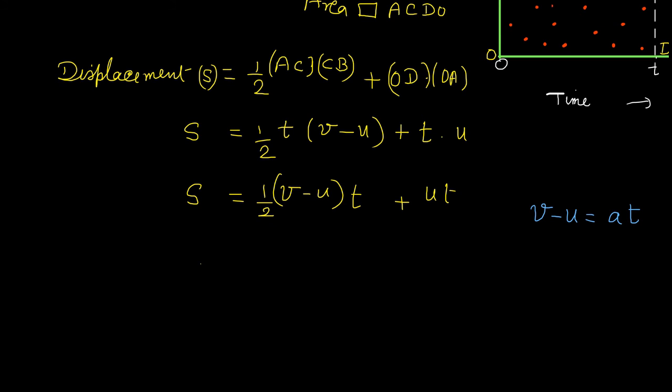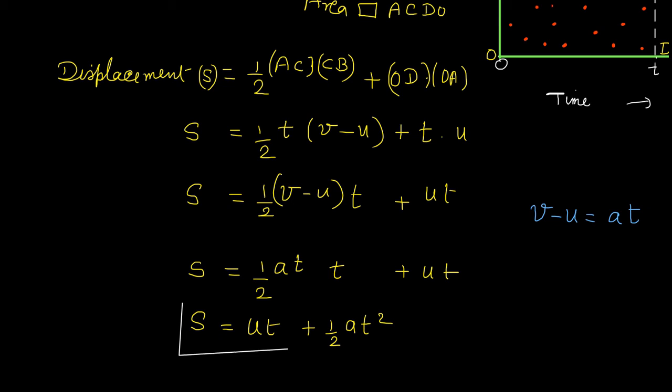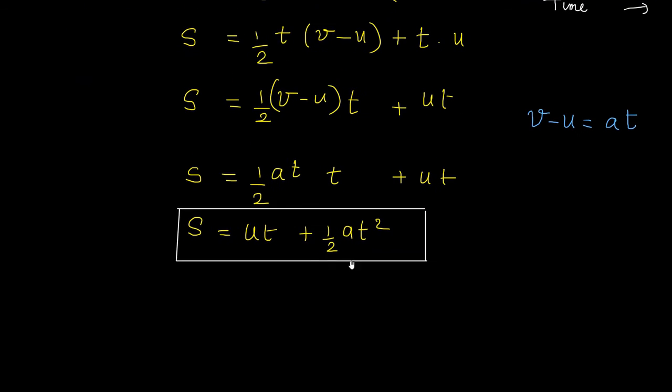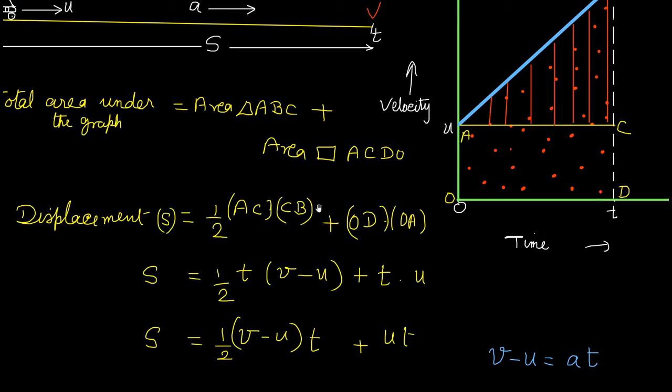Substituting, we can write S is equal to half into AT into T plus UT, which is S is equal to ut plus half at square, which is the equation of motion connecting the displacement, initial velocity, acceleration and time of travel when an object is in non-uniform motion with constant acceleration.